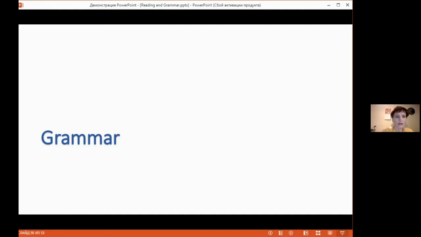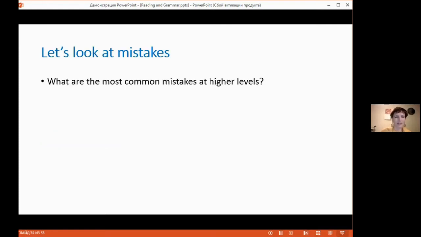And let's start with some mistakes which are commonly made by people. We start with C1, C2 level mistakes that people usually make. What do you think are the most common mistakes at higher levels? What kind of mistakes do you notice in your own writings or your own participation in different kinds of events? What kind of mistakes do you find in your students' work?